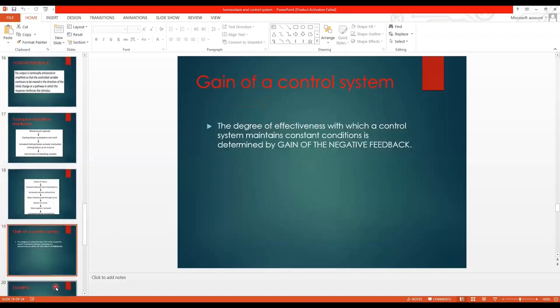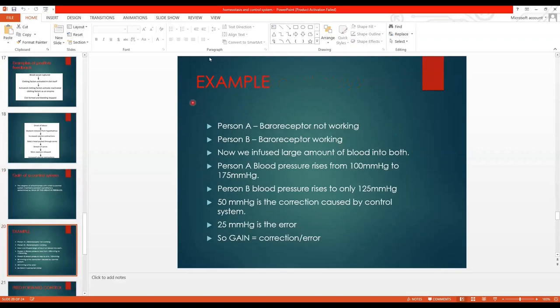Now, another topic is the gain of a control system. What is gain of a control system? It is the degree of effectiveness with which a control system maintains constant condition. It means how much a control system can overcome the change. This degree of effectiveness, with which a control system maintains constant condition, which is homeostasis, is determined through gain of a control system. So let us see this through an example.